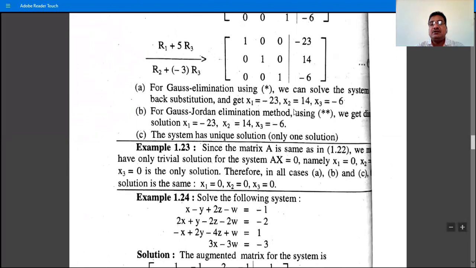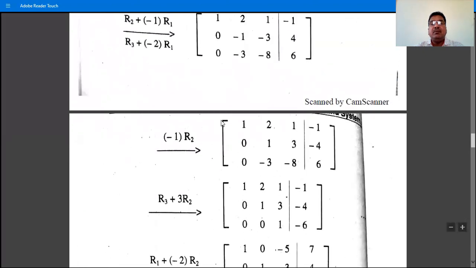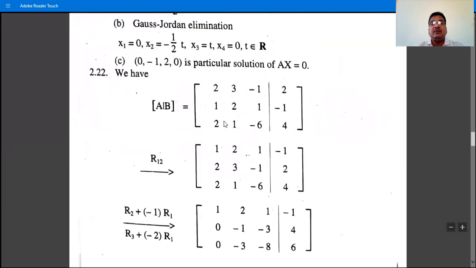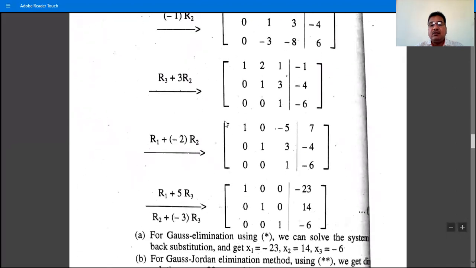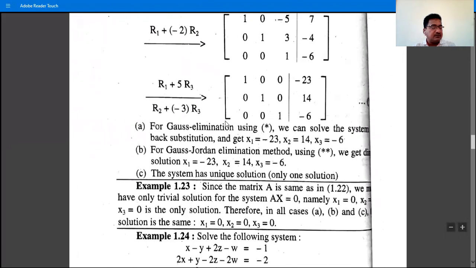By using Gauss elimination method and Gauss-Jordan elimination method, we have the same answer, that is x1 is minus 23, x2 is 14, x3 is minus 6. So the system has a unique solution because the rank of A and rank of AB are the same and equal to the number of variables. The rank of A is 3, rank of AB is 3, and the number of variables is also 3. Therefore, the system has a unique solution.